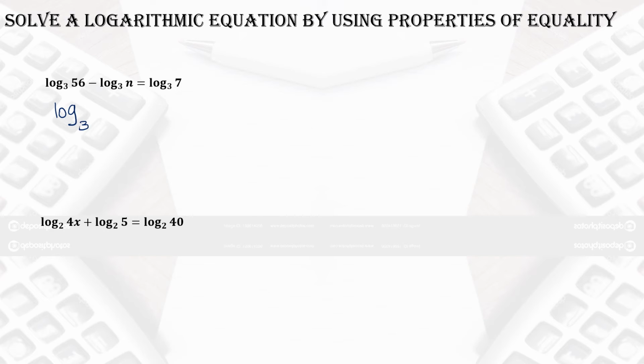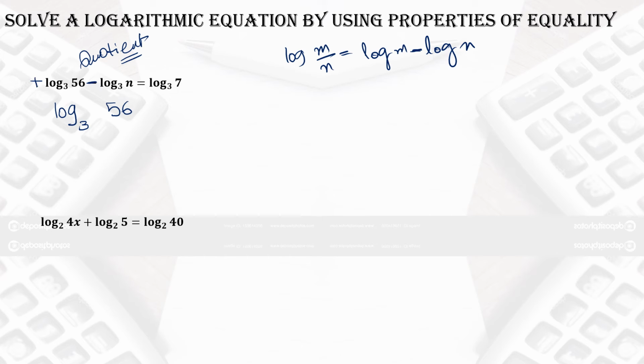How? Since there is a minus, you can use the quotient property of logarithm. What does the quotient property say? That if you have m over n, then it can be written as log of m minus log of n. So if two terms are separated with a negative sign, in order to shrink them you write the log with the same base, the positive term on the top and the negative term as a quotient in the denominator, equals log base 3 of 7 as it is.